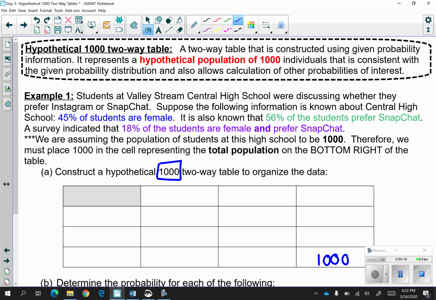So you're going to read what the problem's talking about. And this problem's discussing males and females. And we're also talking about Instagram or Snapchat. So I have males, females, we have Snapchat or Instagram. And remember, the ends are your marginal probabilities. So this is your total column.